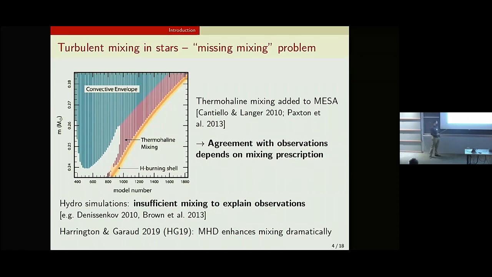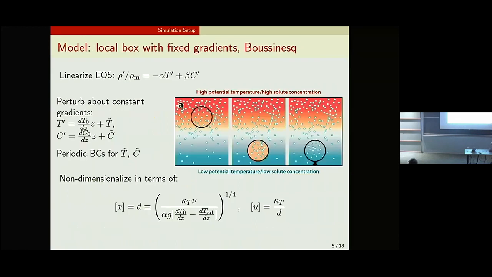It's a shame. A lot of other work was done, and then in 2019, this really nice paper by Harrington and Garaud found that if you add magnetic fields, it does enhance thermohaline mixing dramatically, and it can solve this problem with pretty standard magnetic field strengths, nothing exotic. So that sort of sets the stage for the rest of this talk.